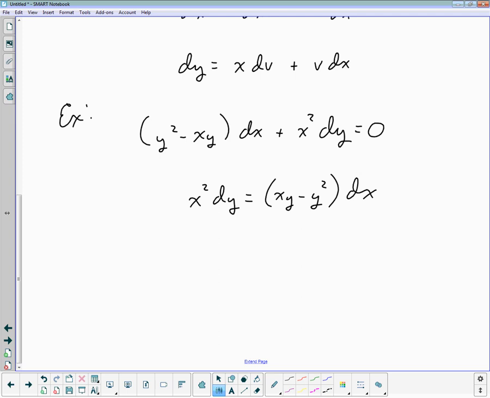You'll notice that I can pull this x squared down into my denominator, but if I pull y out of this parentheses, I'm still left with a y on the inside. That's where the warning bell comes into play: I'm not going to be able to separate out all of the y's. So this equation is not separable. I like to get the dy alone if possible, so I'm going to move the x squared underneath.